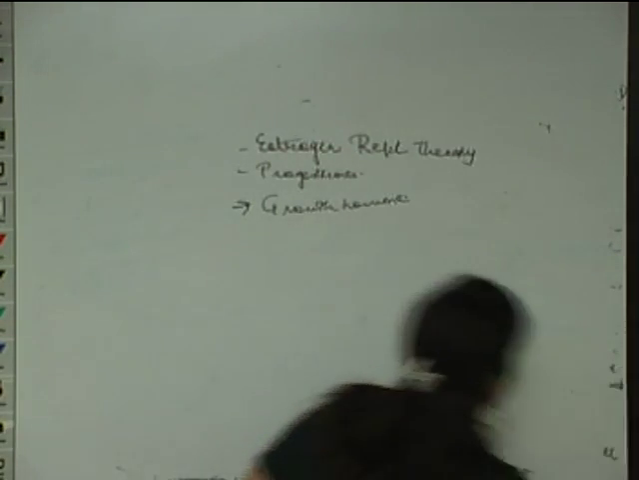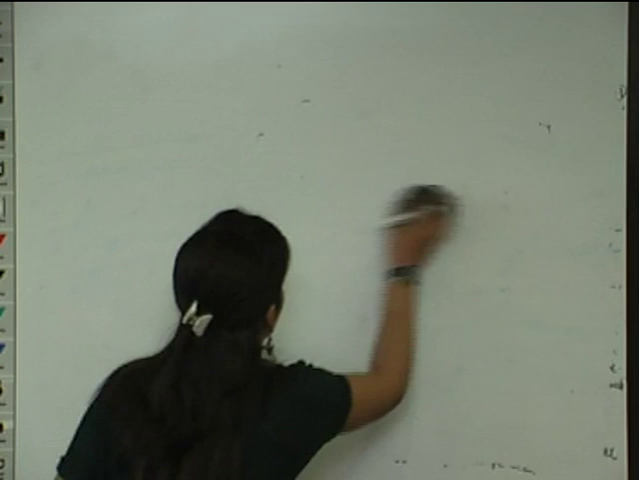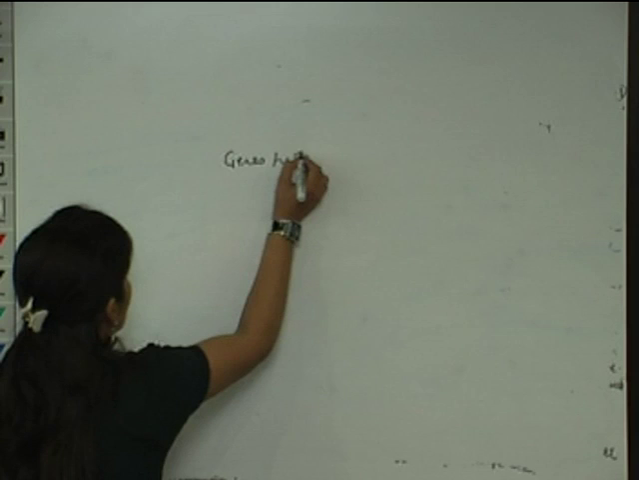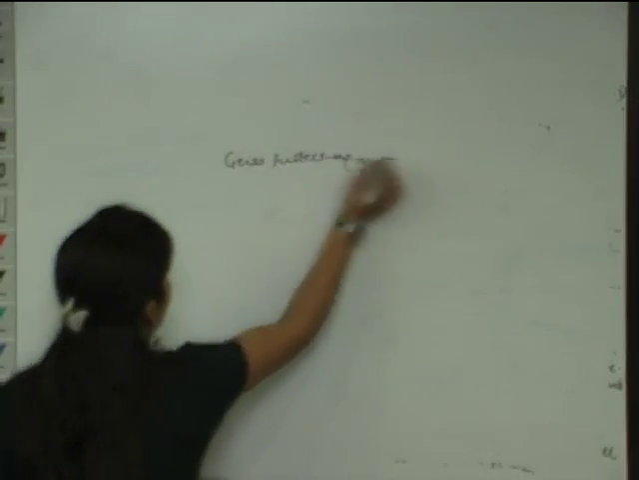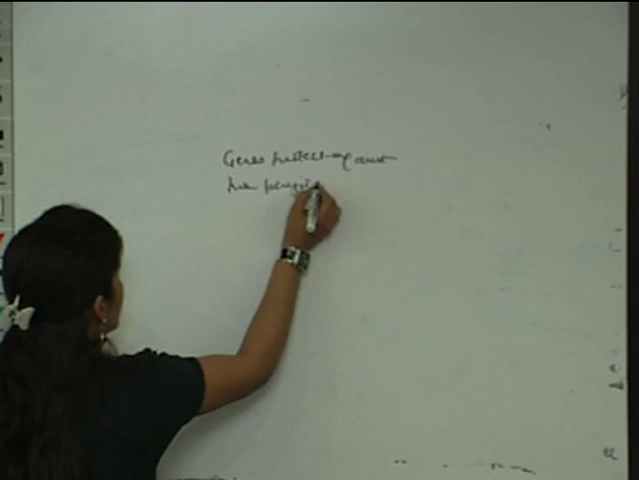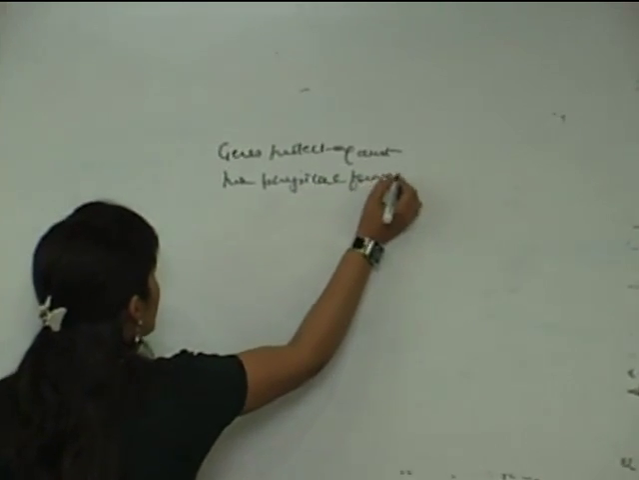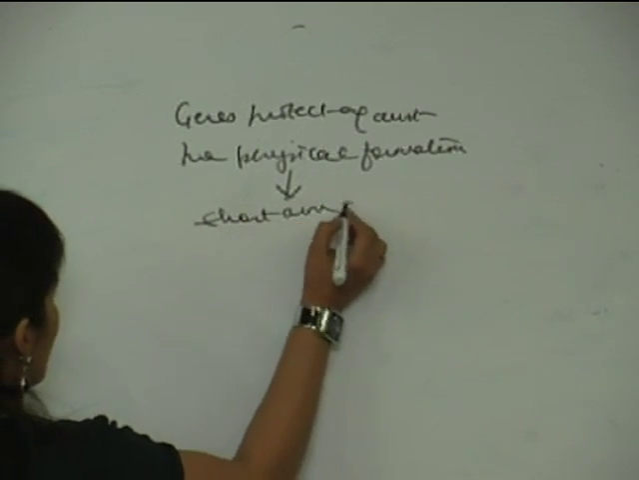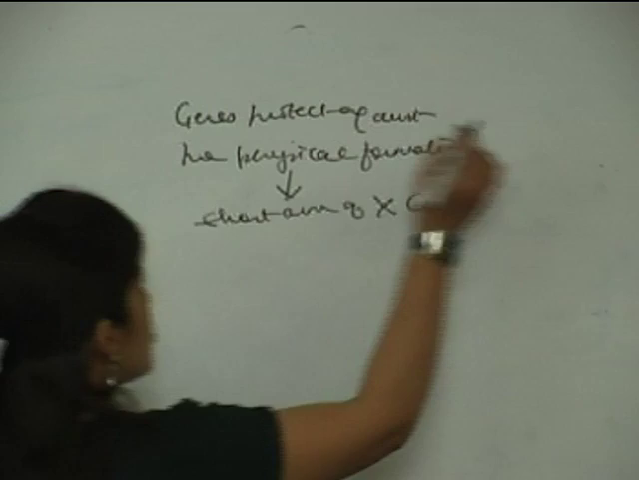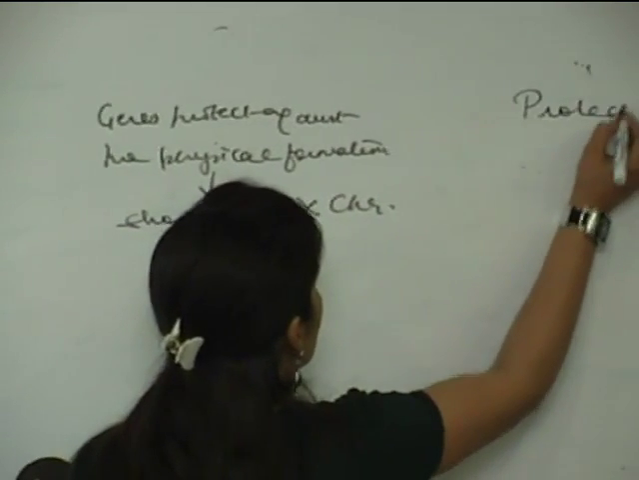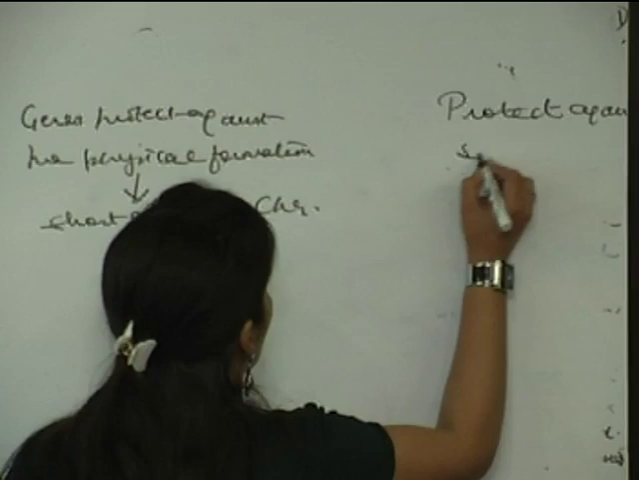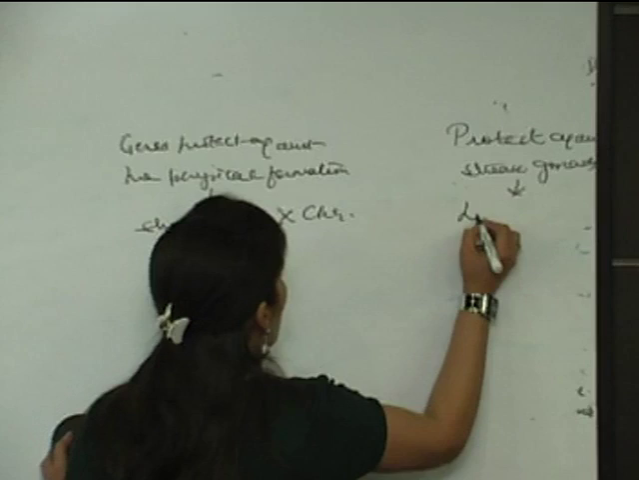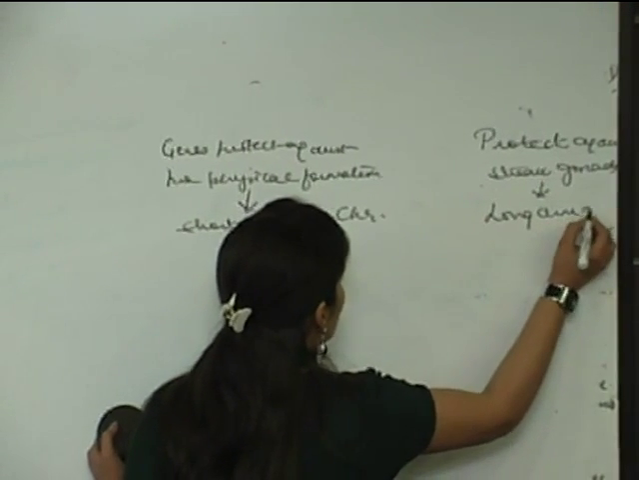Another thing we should remember here is that in the X chromosome, the genes which protect against the physical malformations of Turner are present on the short arm of the X chromosome, whereas the genes which protect against streak gonads are present on the long arm of the X chromosome.